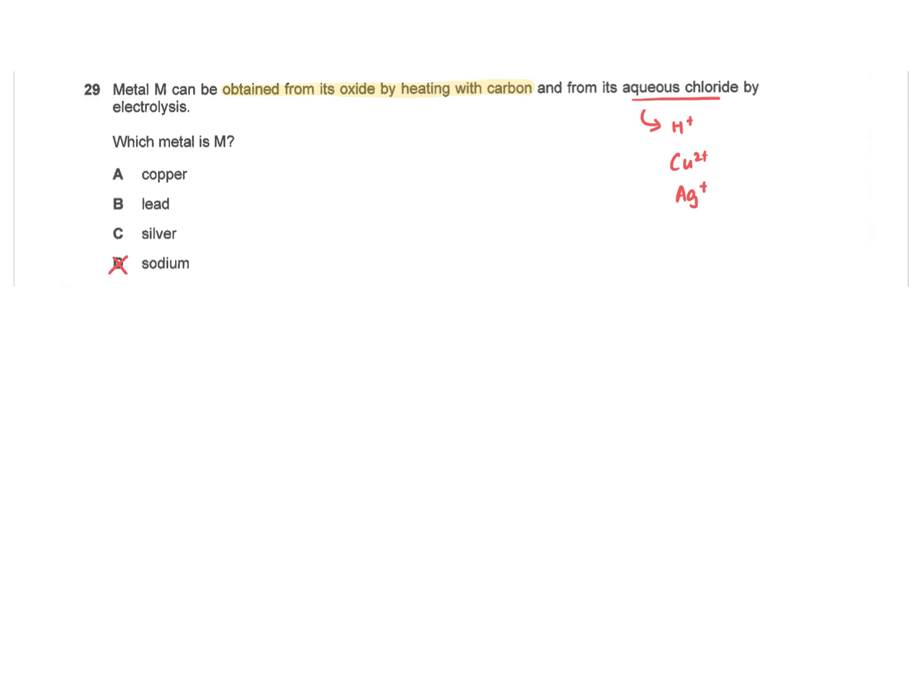Now unfortunately we have both copper and silver as the options, so which one is correct? Again, aqueous chloride means that it's dissolved in water. So you need to ask yourself, copper 2 chloride and silver chloride, which one can dissolve in water? If you can think of that, we would have isolated the answer to be copper 2 chloride, because silver chloride is a solid. It cannot be an aqueous chloride.